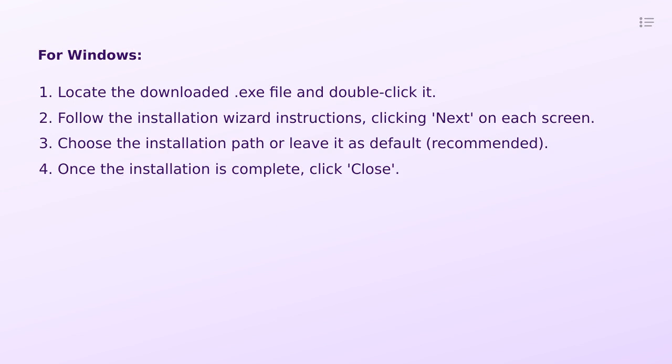First, locate the downloaded .exe file and double-click it. Next, follow the installation wizard instructions, clicking Next on each screen. Then, choose the installation path or leave it as default, recommended.